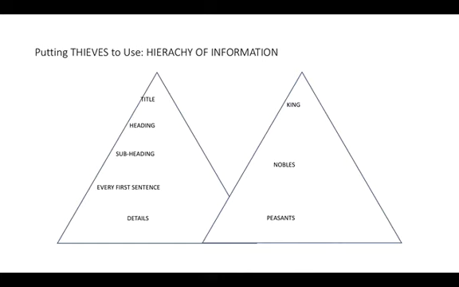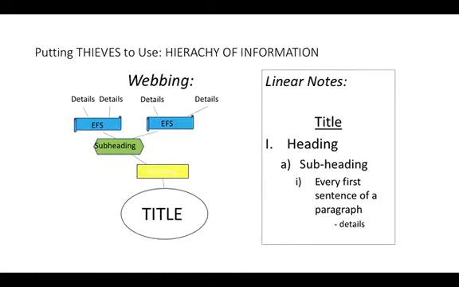The most important part of information is the title, followed by the heading, and there are usually multiple headings, then the subheadings for those headings, and then the text underneath the subheadings is divided into paragraphs. Every first sentence, the topic sentence of those paragraphs, gives you the next level of information, followed by the details within the paragraphs. So you can use those levels of information to make your web.